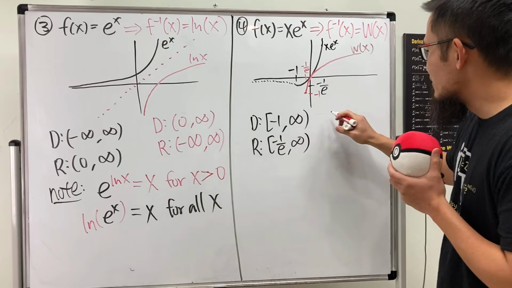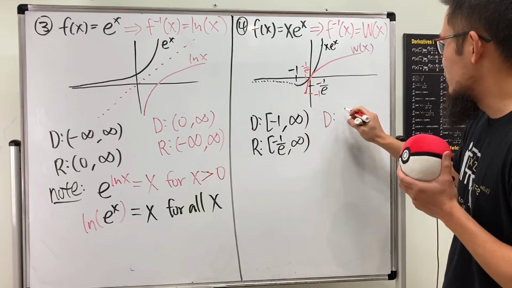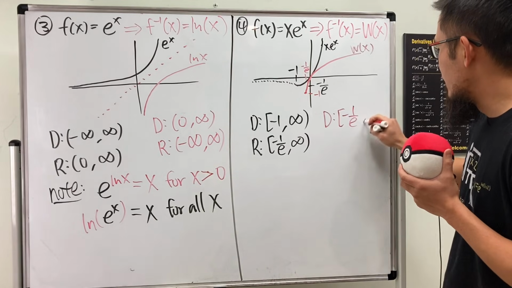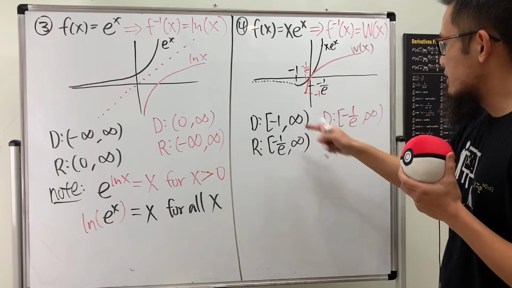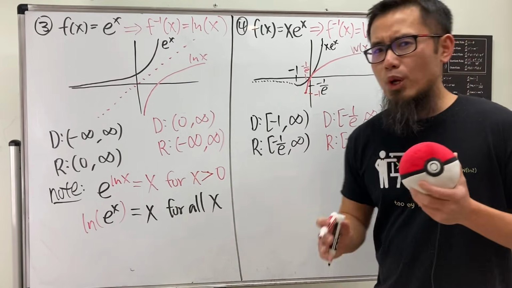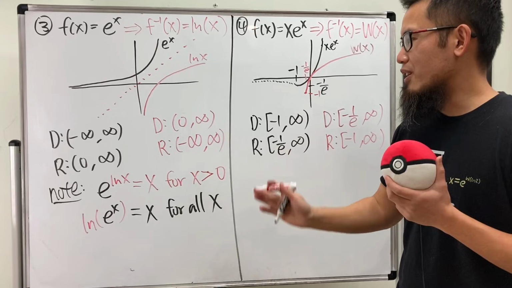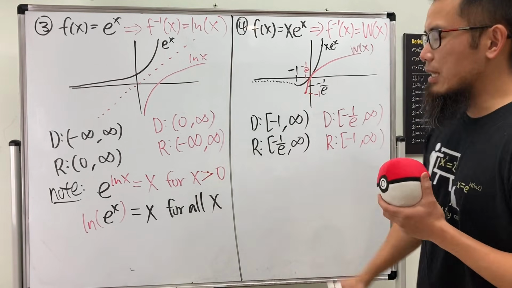Now, the beauty of all this is that the domain for W of x is just the range of that, which we talked about, -1/e to infinity. And then the range for W of x is just that, -1 to infinity. And again, we're just keeping everything real right here. So this right here will give you the real values. Yep. So that's about all.